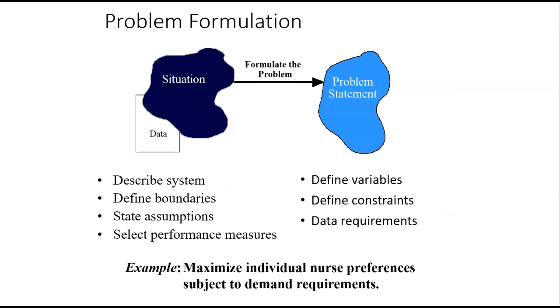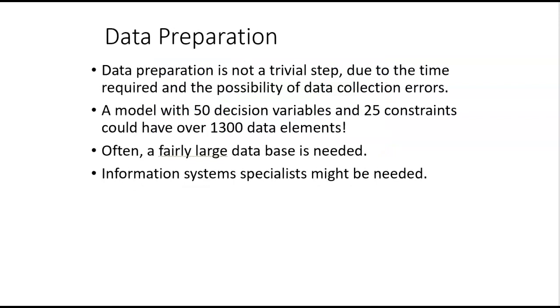Now we want to formulate the problem, right? So we want to describe the system. This is going to help us form our mathematical problem, because notice we're defining our variables and the constraints or limits, and then of course the requirements, among other things. So in this case, I want to maximize the nurses' preference subject to the demand requirements is how I might solve that. Then I want to collect some data, right?